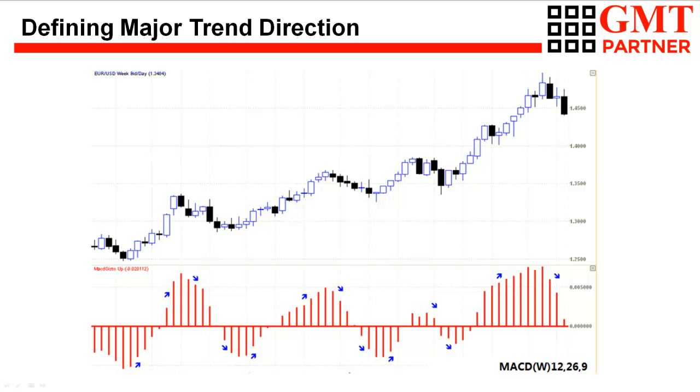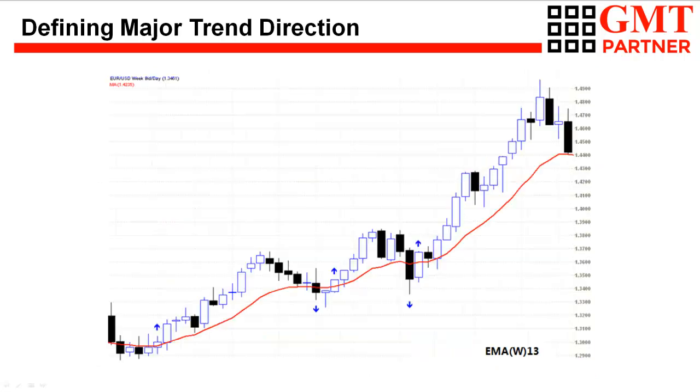By the way, it is worth noting that in his later books, Alexander Elder acknowledged that the histogram-type MACD was not the best option for solving this problem, because it is quite sensitive and generates too many signals. Alternatively, Dr. Elder also recommended using EMA 13 or EMA 26 on a weekly chart. Let us consider one specific example.